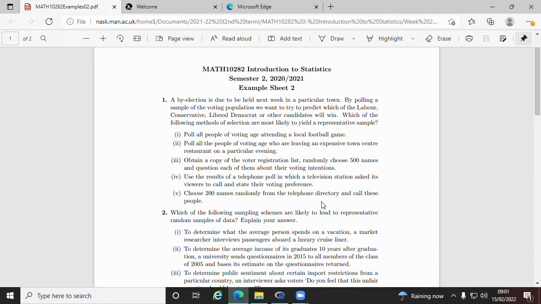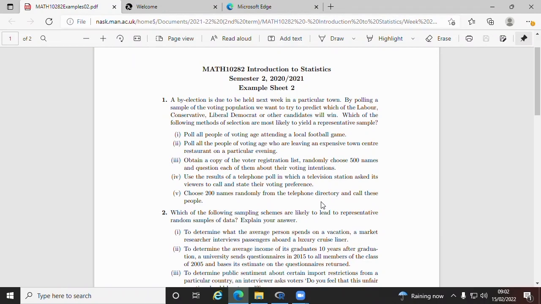So this is the second tutorial session. In this tutorial session, I'm going to discuss with you some of the questions in example sheet 2. I suppose you have already tried some of the questions in example sheet 2, and maybe you will find some questions difficult. Would you like me to walk you through the solution? I may not have enough time to go through all of them, so let me know which question you find difficult and would like me to show you the detailed work, how to get the solution.